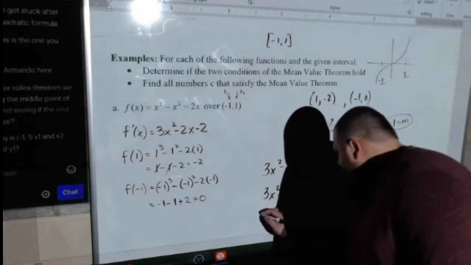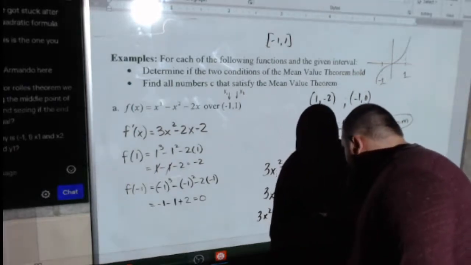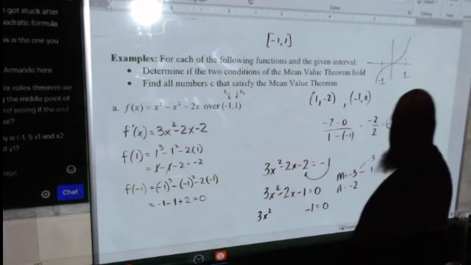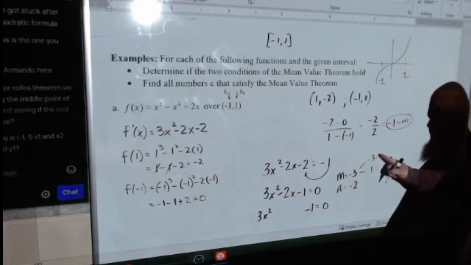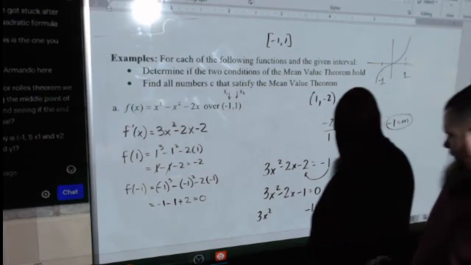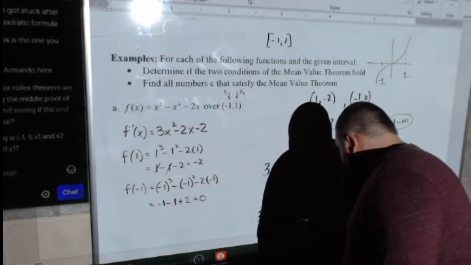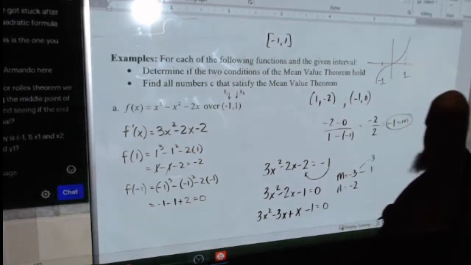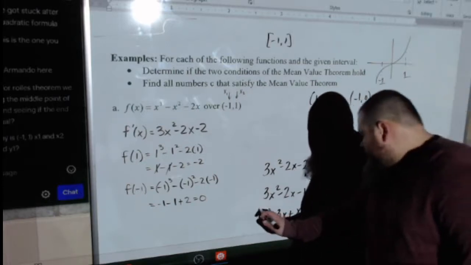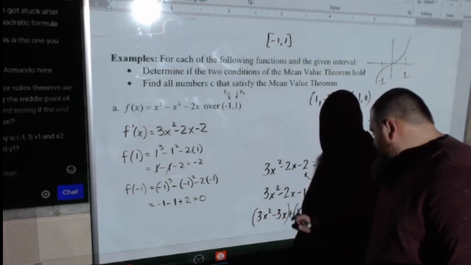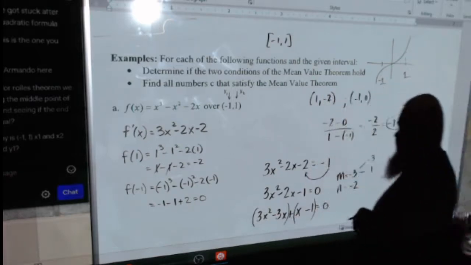So I'm going to bring down the 3x squared. I'm going to bring down the -1. I'm going to replace the -2x with a -3x plus x. Then I'm going to group the first two terms and the last two terms, making sure to leave a plus in between there.